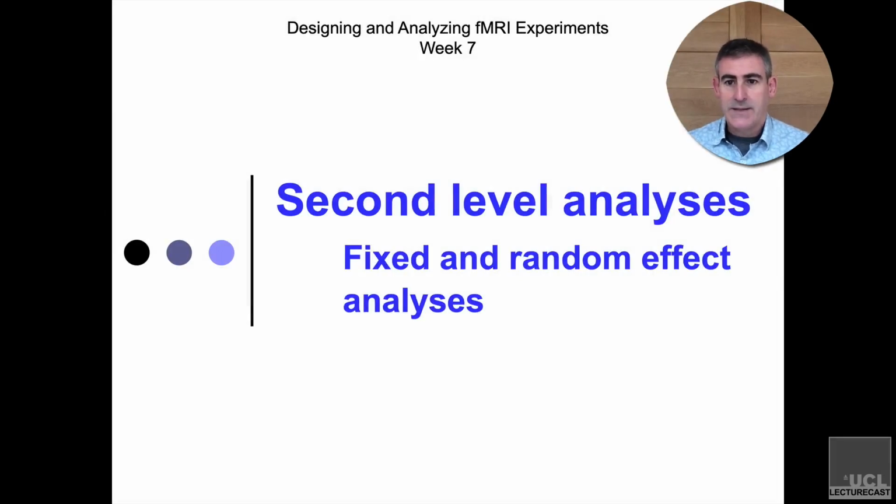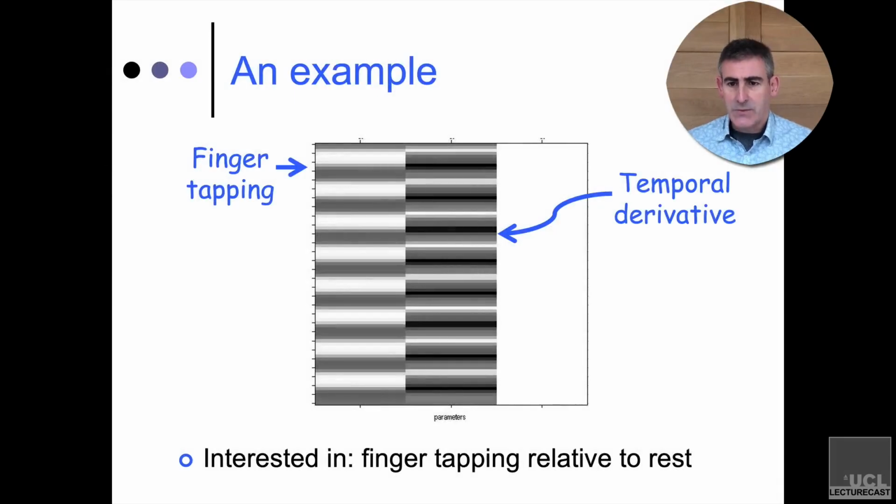With that in mind, in this first video, I really want to focus on fixed and random effects models, what they are, what they're for, what you can do with them. So let's start by going back to the classic block design experiment that I always do, which is a block design finger tapping task. So that is to say, you're doing blocks of finger tapping followed by blocks of rest, and then more finger tapping, and then rest, etc.